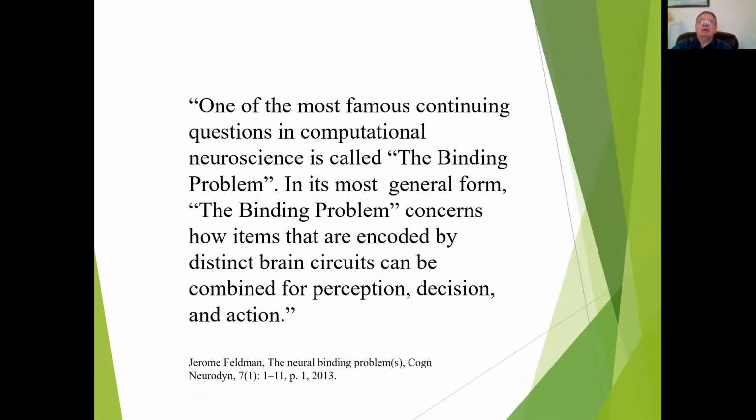And you have here, in this statement by Jerome Feldman, one of the most famous continuing questions in computational neuroscience is called the binding problem. In its most general form, the binding problem concerns how items that are encoded by distinct brain circuits can be combined for perception, decision, and action. For example, why don't we confuse a red circle and a blue square with a blue circle and a red square?